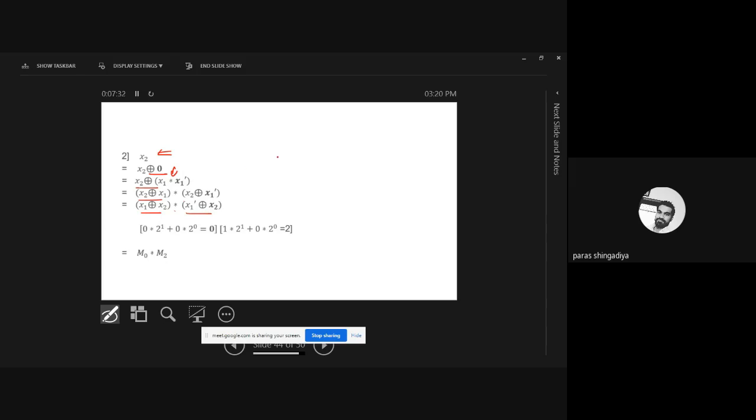So what about x1 ring sum x2? Both are normal, so both represent 0. So 0 into 2 raised to 1 plus 0 into 2 raised to 0 is equal to 0. And then x1 dash ring sum x2, so what does it mean? x1 dash represents the 1. So 1 into 2 raised to 1 plus 0 into 2 raised to 0 is equal to 2. So that is called M2. So we get M0 star M2. Then similarly, you can try some more examples for two variables.